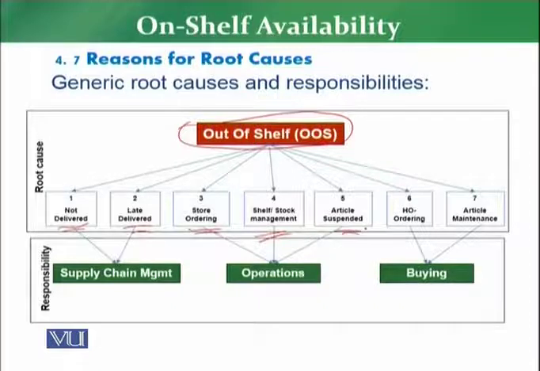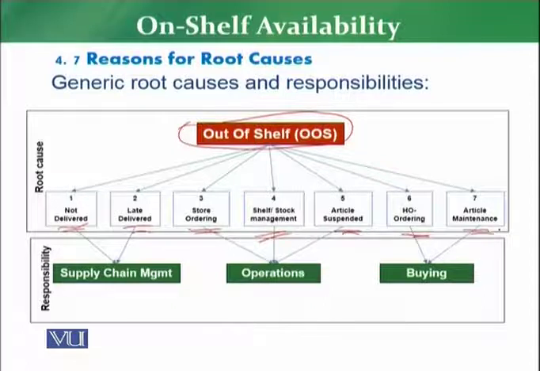Then the fifth root cause is article suspended. If an article has been suspended, blocked by the buyer, of course this will create an out of shelf situation. If the buyer, for any reason, maybe the discontinuation of that article, maybe because of the seasonality of the particular product, suspends it, then the out of shelf situation will be there. Then sixth is head office ordering. For example, if the particular article is ordered by the buyer through head office ordering, and the buyer was not able to order that product, or the buyer ordered but there was a delay, or the buyer has not ordered, this will result in an out of shelf situation.